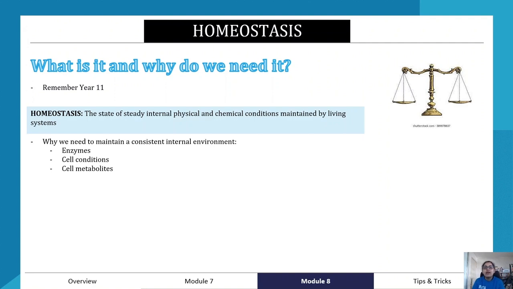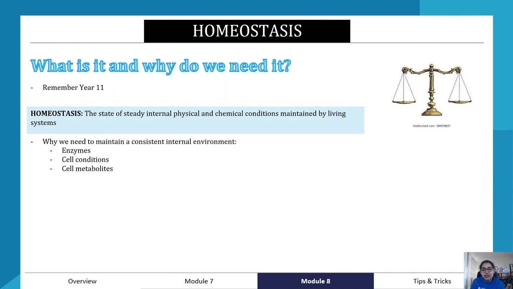So we need to have consistent conditions within the body for everything to function properly. The body is amazing in how many different things it's doing and how many different systems are doing amazing stuff and working together to sustain us. And we need homeostasis for enzymes to work. Most things in the body are working thanks to enzymes.